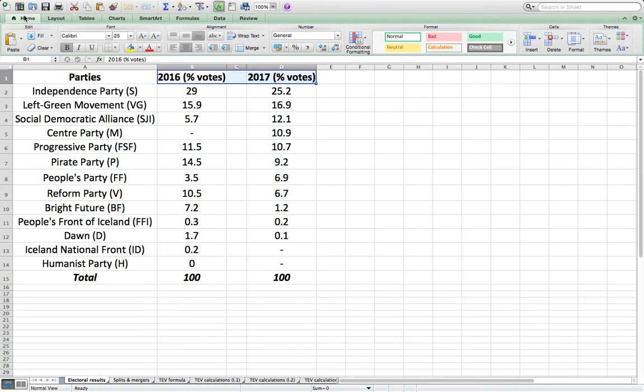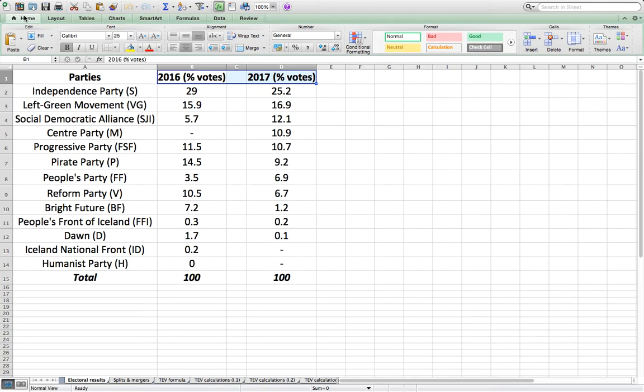We are going to learn now how to calculate the Pedersen index of electoral volatility, which looks at the change in the percentage of votes between two elections at the aggregate level. In order to calculate the Pedersen index of electoral volatility, we are going to use an example, Iceland.